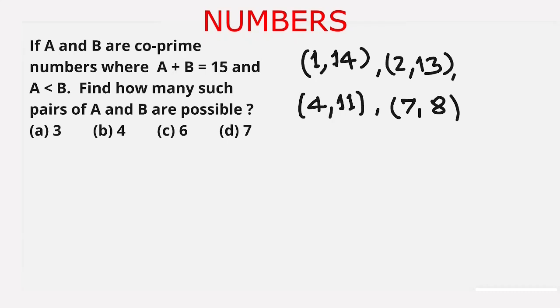This way we have got 4 such pairs: 1 and 14, 2 and 13, 4 and 11, and 7 and 8. So our answer is option B. 4 such pairs are possible. Hope you have understood the solution as well as the question. We go to the next question.